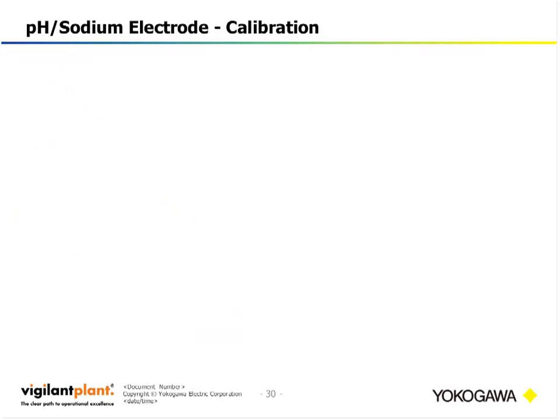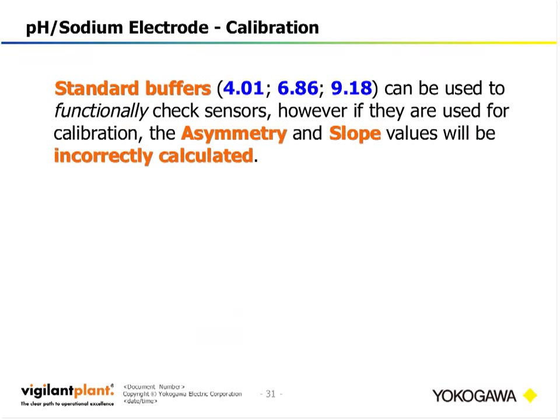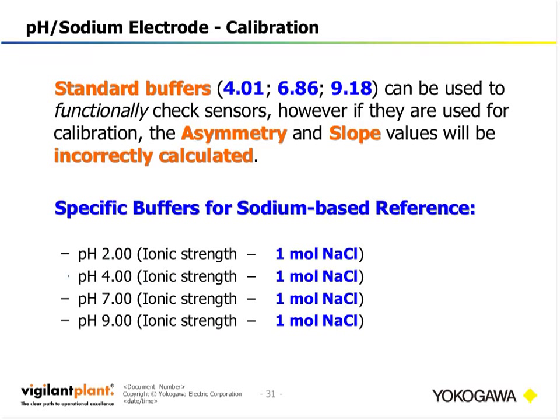However, for this 12-millimeter design that has both a standard pH glass and a sodium reference, like the SC24V we just discussed, we need to correct for both the zero and the slope. However, standard buffers cannot be used. They can only be used for functional checks. You cannot use them for true calibration. This is because the sodium level in each of the standard conventional buffers is different. When using the SC24V, in order to properly calibrate for both the pH glass and sodium reference, we need to use buffers that are specifically designed with sodium-based references in them.